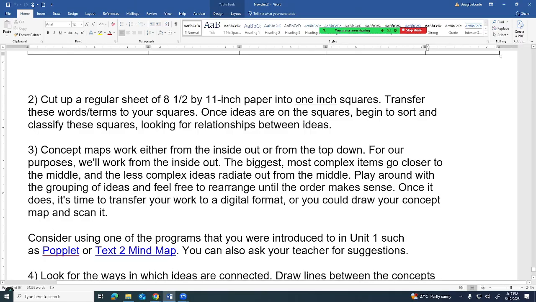Then, step three, concept maps work either from the inside out or from the top down. For our purposes, we'll work from the inside out. The biggest, most complex items go closer to the middle, so the less complex ideas radiate from the middle. Play around with the grouping ideas and feel free to rearrange the order until the order makes sense to you. Once it does, it's time to transfer your work to a digital format, or you can draw your concept map and scan it.